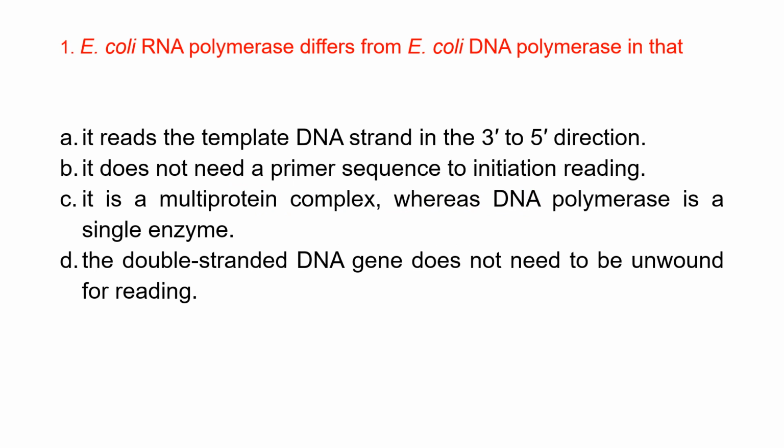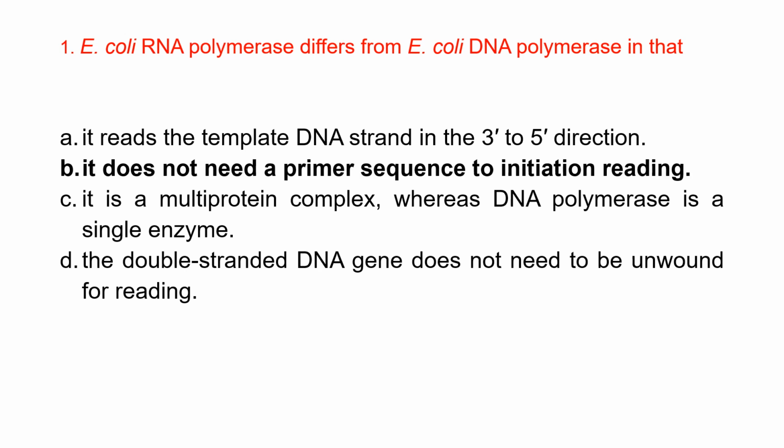1. E. coli RNA polymerase differs from E. coli DNA polymerase in that A. It reads the template DNA strand in the 3' to 5' direction. B. It does not need a primer sequence to initiate reading. C. It is a multi-protein complex, whereas DNA polymerase is a single enzyme. Or D. The double-stranded DNA gene does not need to be unwound for reading. So the correct answer is B. It does not need a primer sequence to initiate reading.